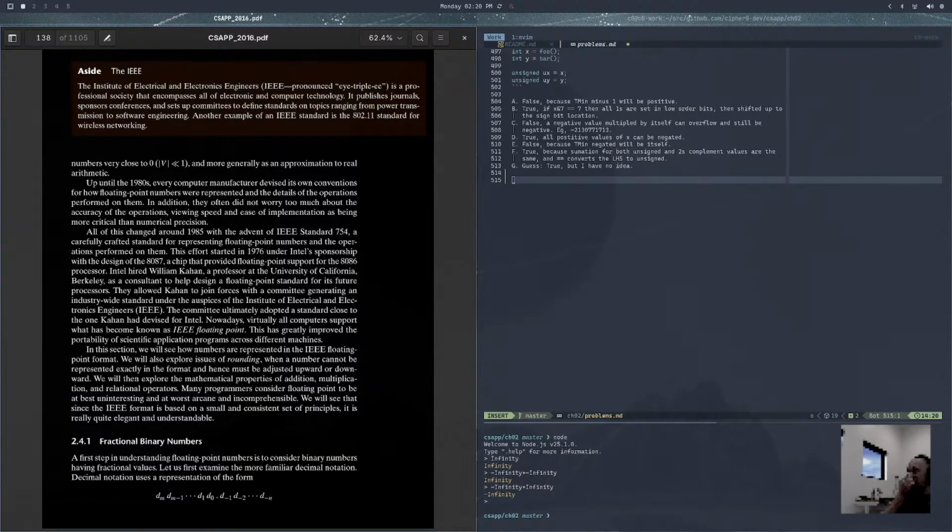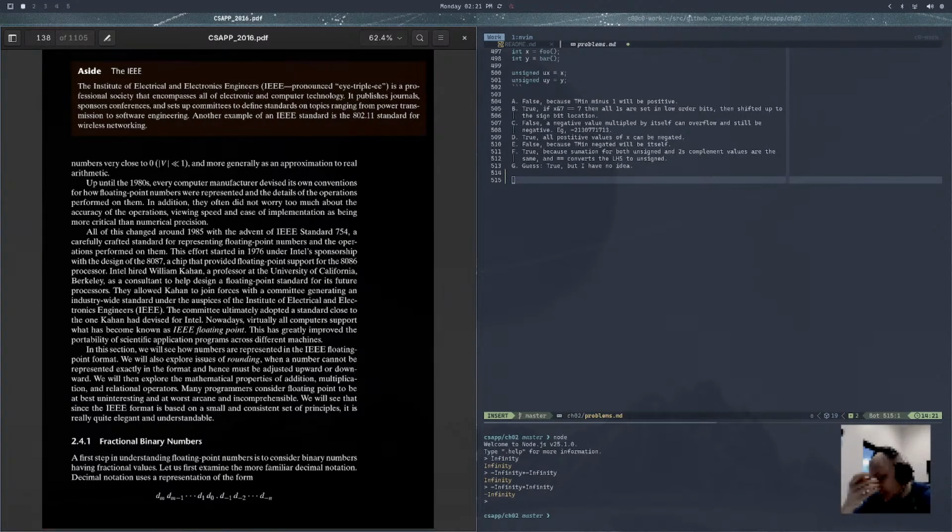Floating point is useful for very large numbers, very close to 0, and more generally as an approximation to real arithmetic. Generally they behave better under situations like overflow, because when you overflow a float, you get stuck at infinity basically. So you don't wrap around back to 0 or to a negative number. When you're programming, it's a little bit easier to deal with those edge cases.